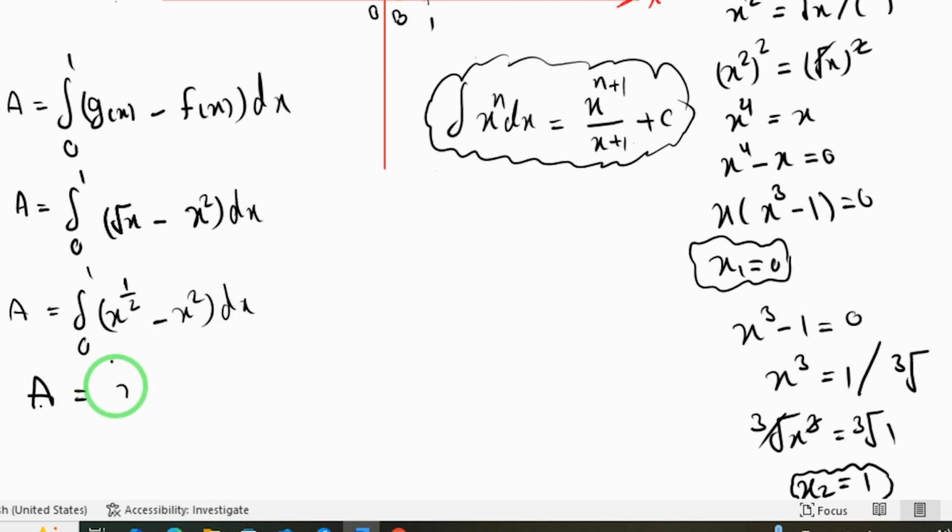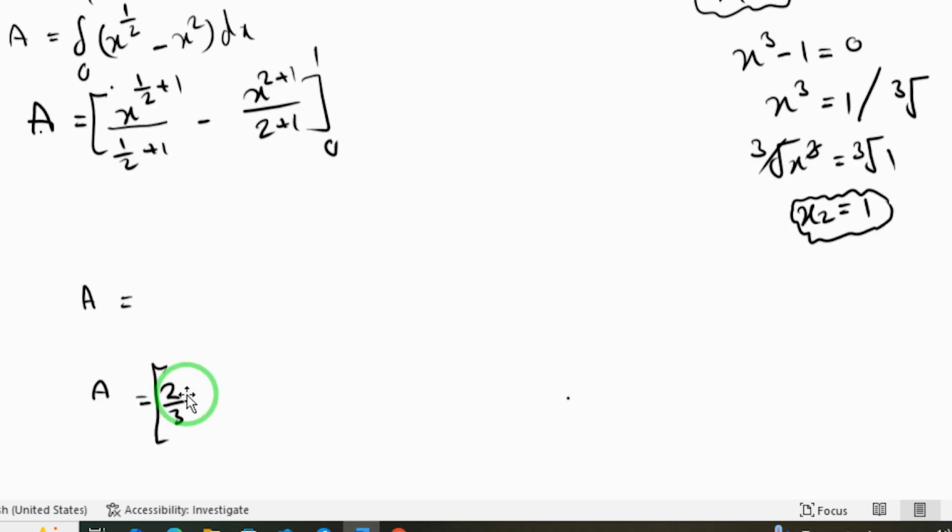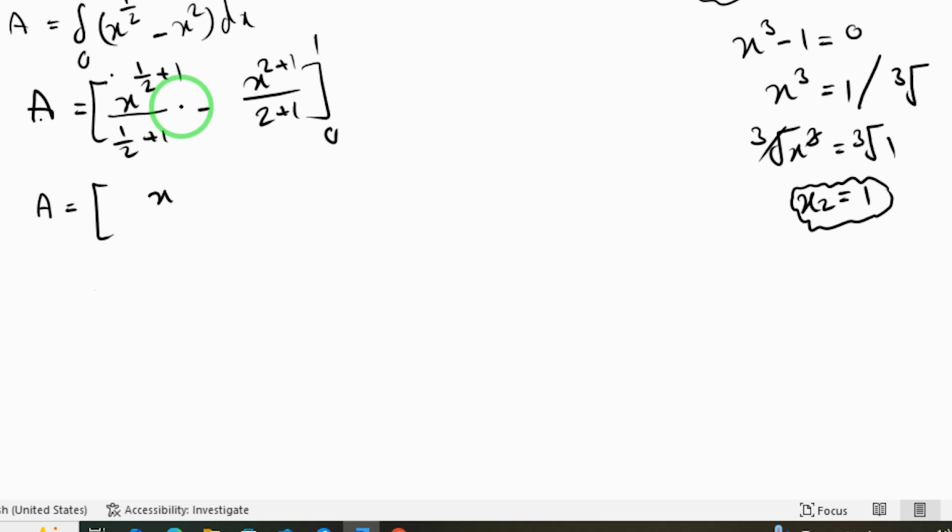Then A is equal to x to the power of 1 over 2 plus 1, over 1 over 2 plus 1, minus x to the power of 2 plus 1, over 2 plus 1, from 0 to 1. I use this formula. Now we simplify it. A is equal to x to the power of 3 over 2, over 3 over 2, minus x to the power of 3 over 3, from 0 to 1.